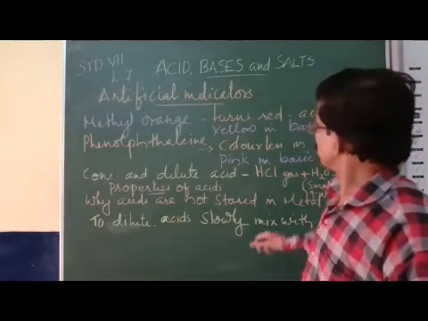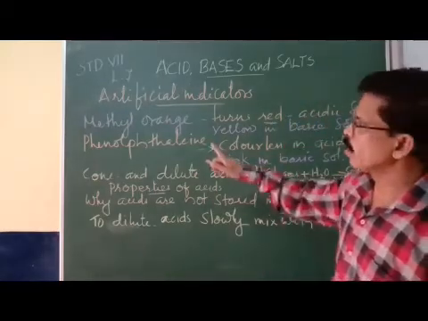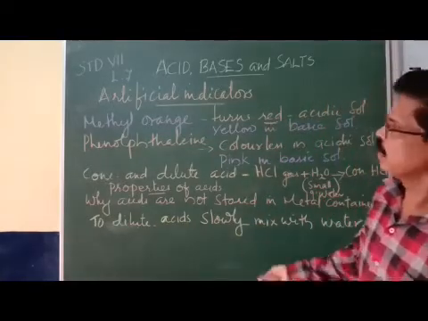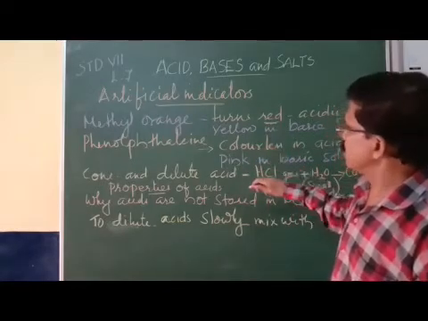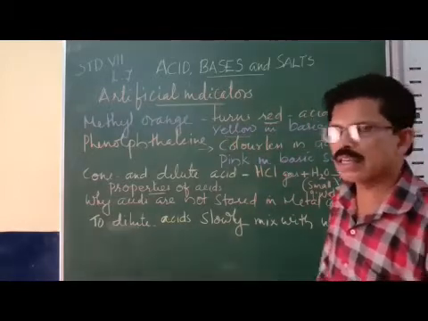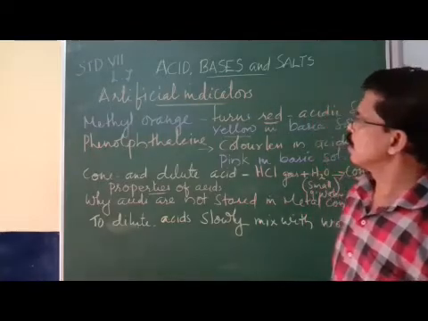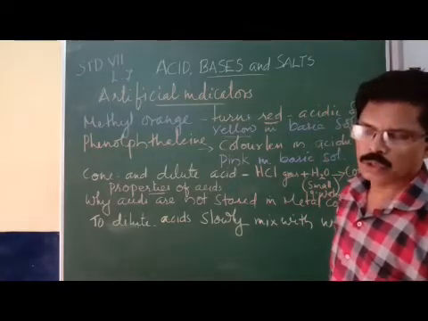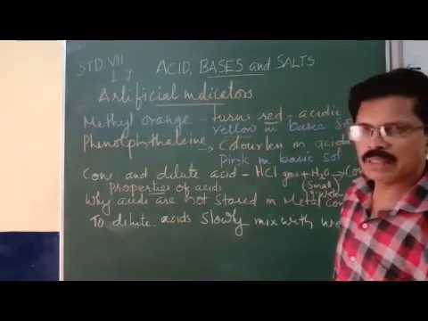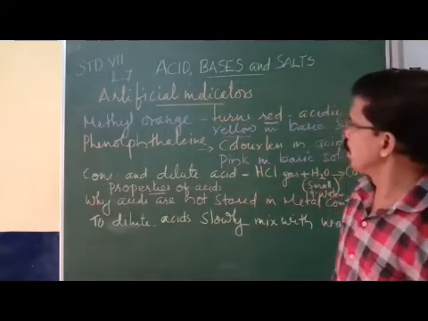Methyl orange, which is already orange in color, turns into red in acidic solution. At the same time, it turns yellow in basic solution. So we can understand that methyl orange turns red in acidic solution and yellow in basic solution. Now you understood the color changes shown by methyl orange.